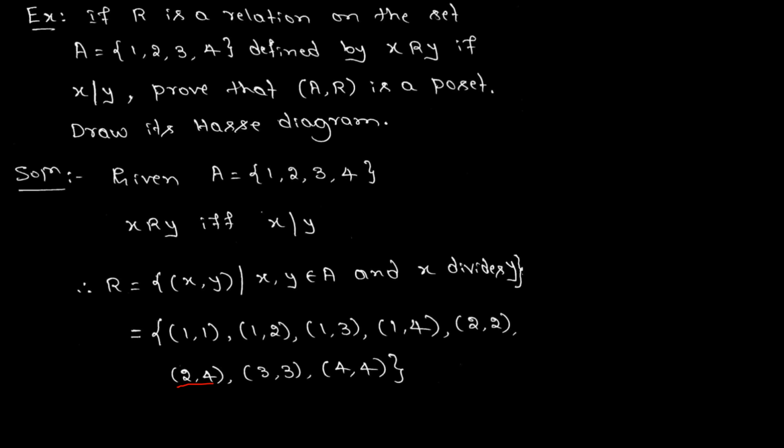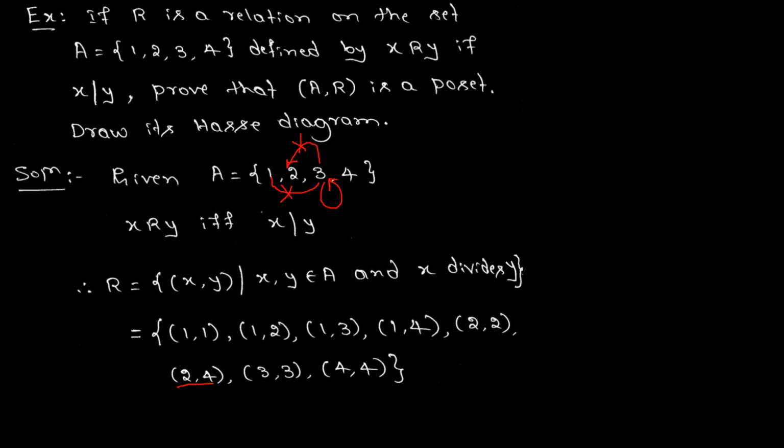Then 3 will not divide 1. So we cannot take 3 comma 1. 3 will not divide 2 also. We cannot take 3 comma 2. 3 divides itself.